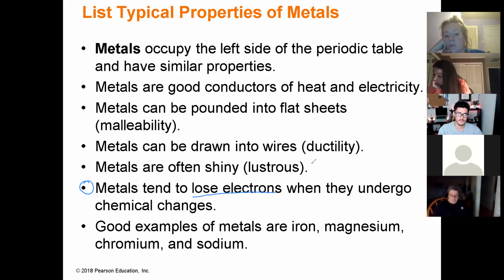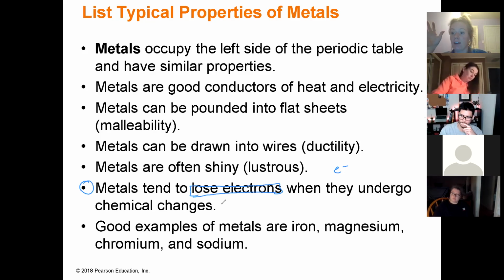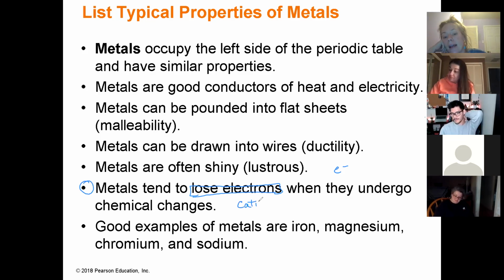If we lose electrons, what's the charge on an electron? Remember, an electron has a negative charge. So if I lose an electron, what happens to my overall charge? You kind of have to think of these electrons as negative people in your life. Bad people. What happens when you get rid of negative people? You become more positive, right? So the overall atom, when it loses electrons, becomes positively charged, or it becomes what's called a cation.